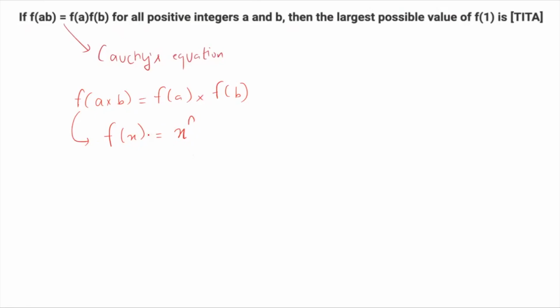And now we are being asked what is the largest possible value of f of 1. So f of 1 will be nothing but 1 raised to the power n. What is the largest possible value of 1 raised to n? Well, any possible value of n would give you 1 raised to n as 1 only. So the largest possible value of f of 1 is also equal to 1.